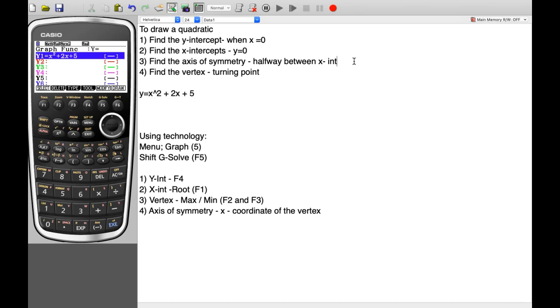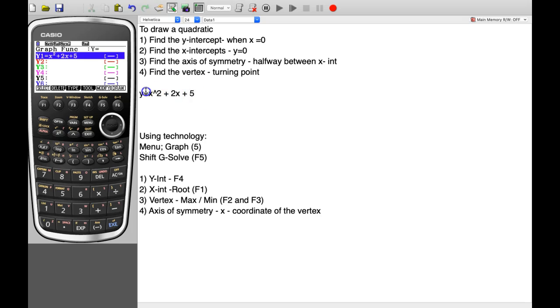Then, using the axis of symmetry, we can find the vertex, which is the turning point, or the maximum or minimum of the function. But how can we do this and put it all together? Well, we can use a calculator to help us. We can actually find all this information off the calculator.